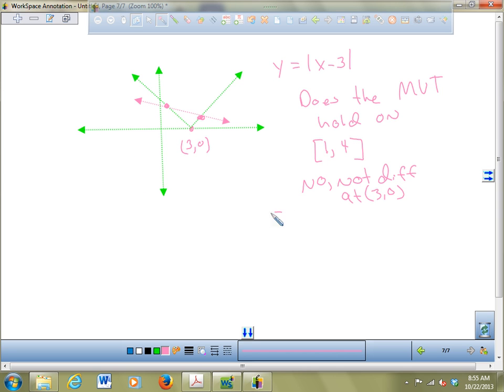What if I said between 3 and 5? Then would there be a place where the slope of the secant line is equal to the slope of the tangent line? Yes, because it would just be the same as the slope of the line. From 3 to 5, the slope of the secant line would just be the slope of this line, which is 1, right? And the slope of the tangent line would be exactly the same at all points in that interval. So that's a case in which it would apply.